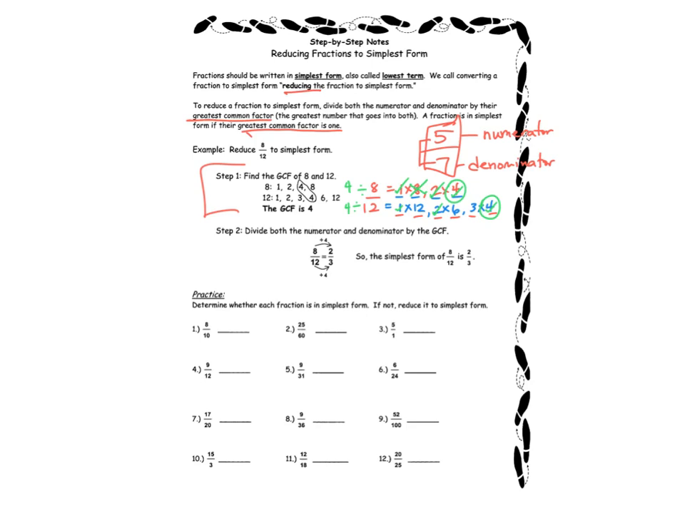Now 8 divided by 4 is 2. I'll put it over here. 12 divided by 4 is 3. That is in simplest form. How can we know? Well, the biggest number that will go into 2 and 3 is 1. So that is in simplest form. And that's what we did here.